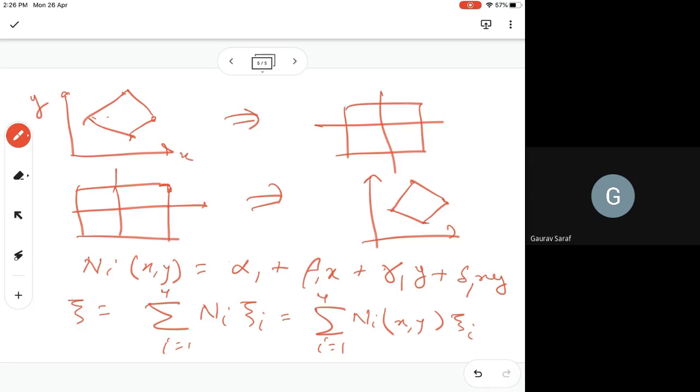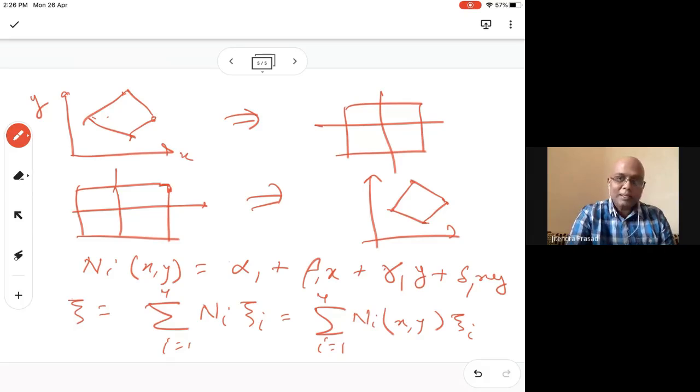Sir, because the xi terms are known. Xi, sir, it's correct. Xi I is a constant term, and x and y are unknown terms; they can take any value.